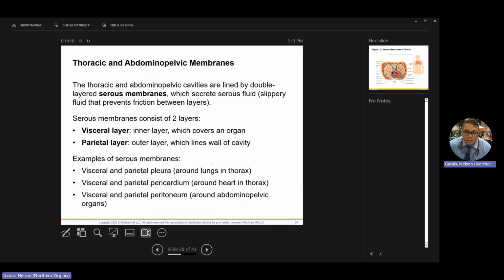Know your three abdominopelvic membranes, which are your pleura, pericardium, and peritoneum. The pleura, of course, covers the lungs, the pericardium, the heart, and your peritoneum, your abdominopelvic organs. There is a visceral and parietal layer. The visceral is the innermost layer, which covers the organ directly, and the parietal layer is the outer layer, which lines the wall of the cavity. In between the visceral and parietal layer is the serous fluid, whose function is lubrication between these two layers. The visceral layer is the deeper layer, and the parietal layer is the outer, more protective layer.